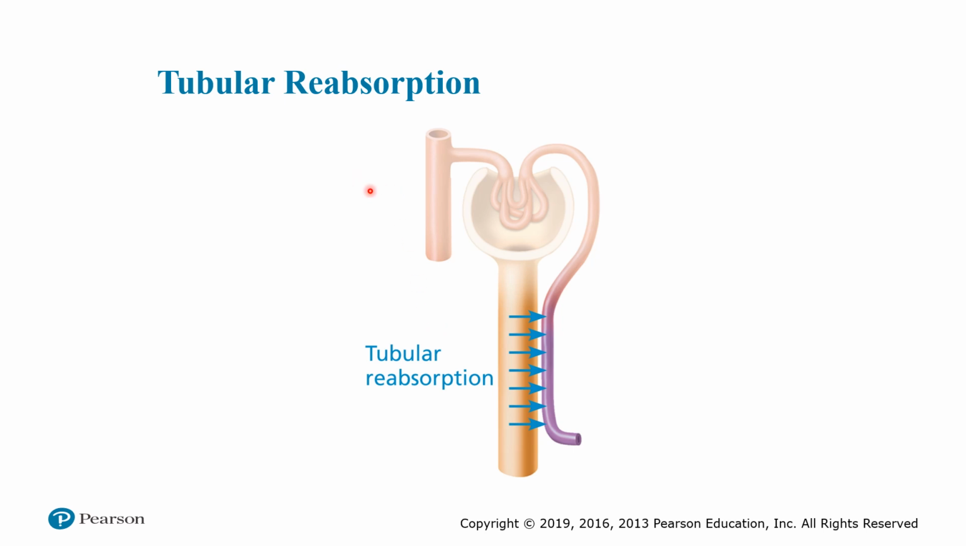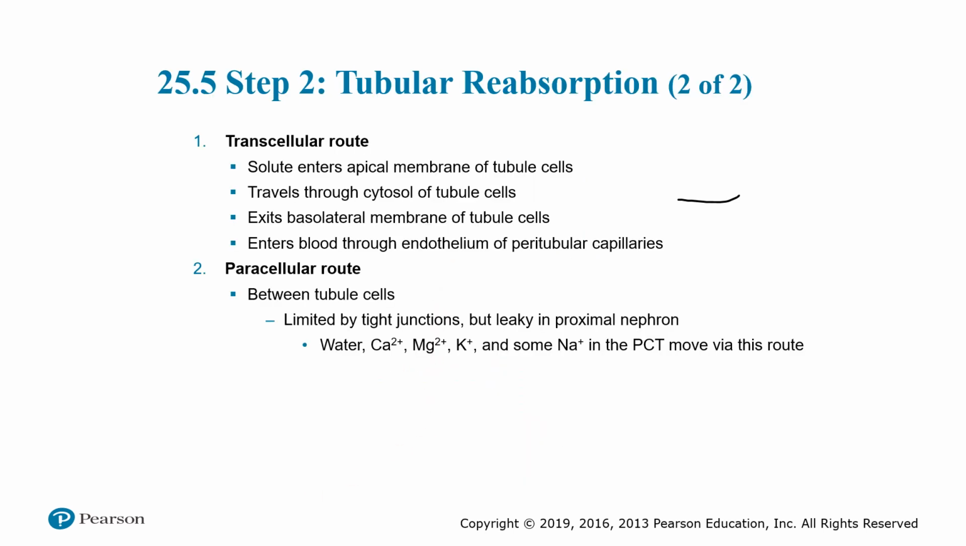So now we can visualize over here is the filtrate. That filtrate has moved into the tubule. As soon as it moves into the tubule, the process of reabsorption starts. So this is a capillary. And if it is a juxtaglomerular nephron, then this is the vasa recta. There are two routes which the reabsorption can take.